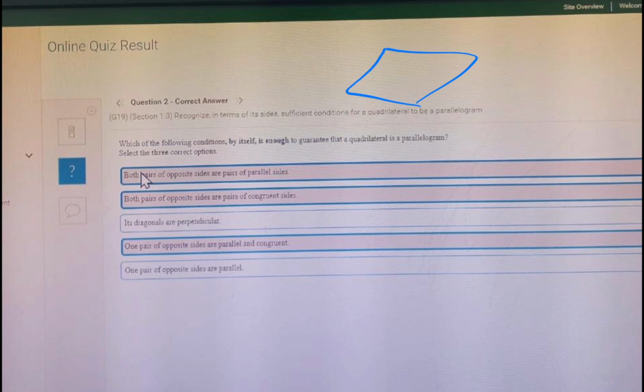So, both pairs of opposite sides are pairs of parallel sides. That means this side and this side are parallel, and this side and this side are parallel. This is true. Both pairs of opposite sides are pairs of congruent sides. This side and this side are equal. This side and this side are equal. That is also true.